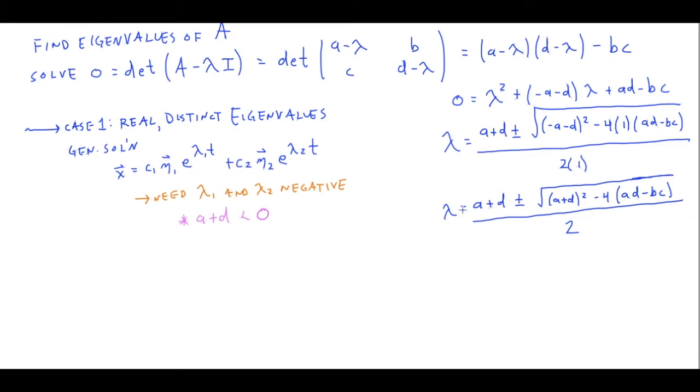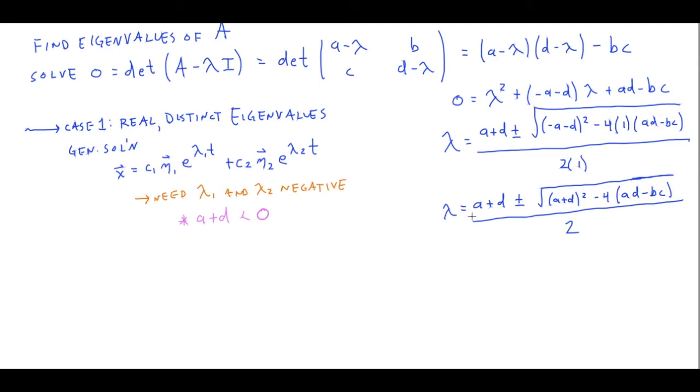Now, if a plus d is negative, there's a chance that when I add this square root quantity, it will be larger than a plus d. And so the overall eigenvalue would end up being positive. That would, again, be the case if this was negative, but when I add this square root, it's something positive. I know for sure it's positive. And if it's larger than this quantity, then my overall eigenvalue is positive.